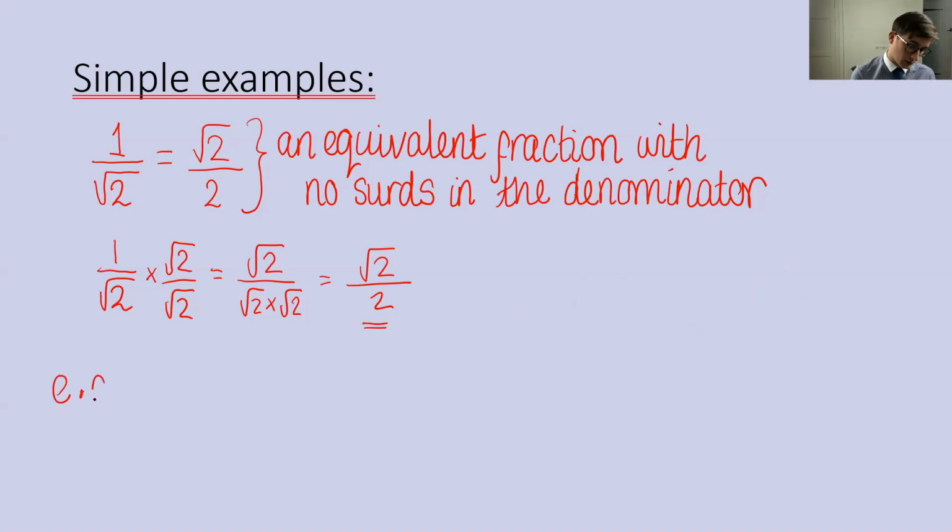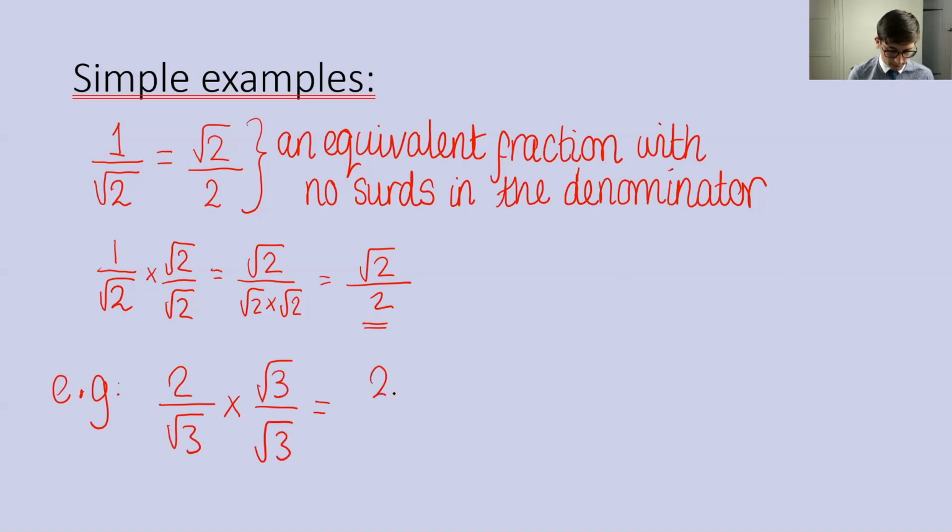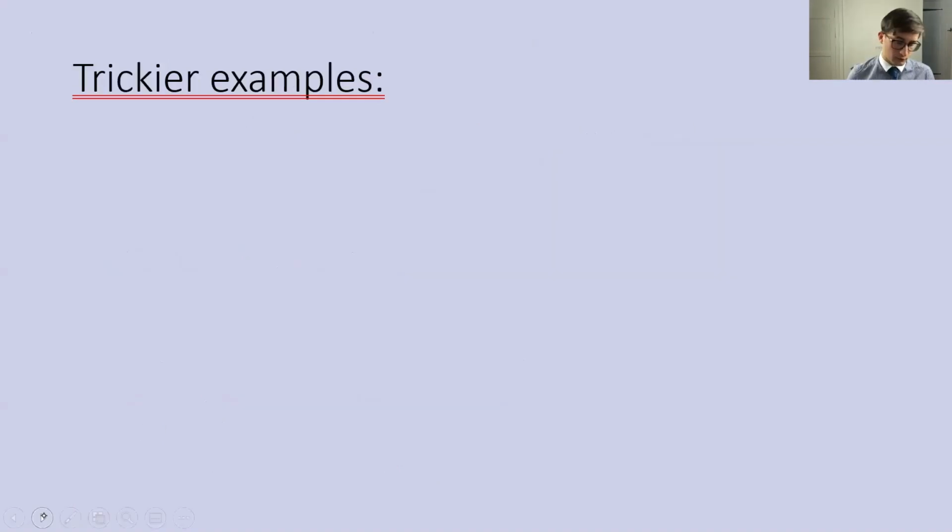Okay, another example. If I have 2 over root 3, I'm going to multiply by root 3 over root 3. On the top, I get 2 root 3 over root 3 times root 3, which is just 3. So if you type this into your calculator, it will tell you it's equal to this. The top can be as messy as you like. The top can have loads of surds in it, horrible looking, but as long as it's divided by a whole number, an integer value, then we've rationalised the denominator. Cool, right, some trickier examples.